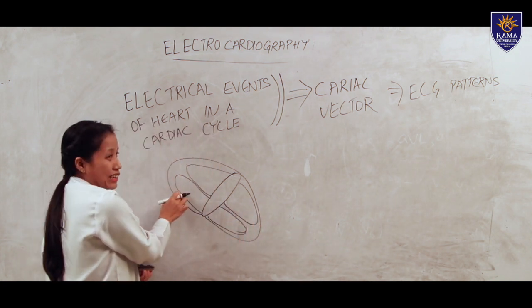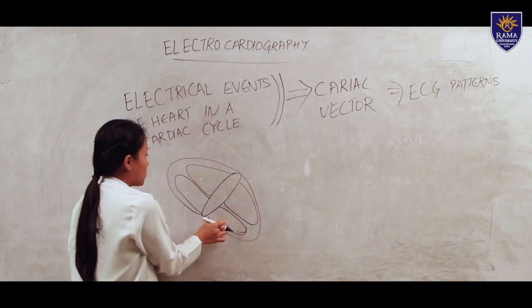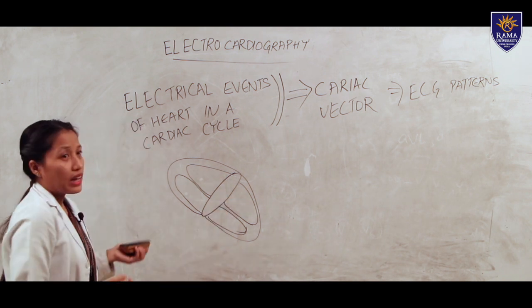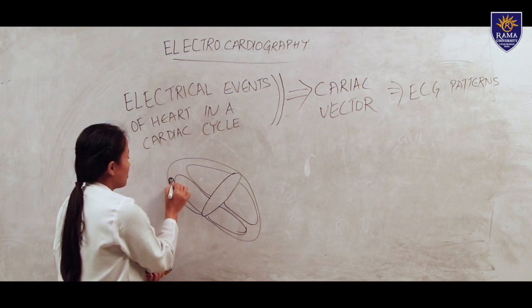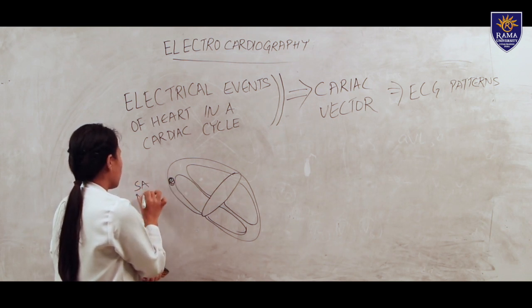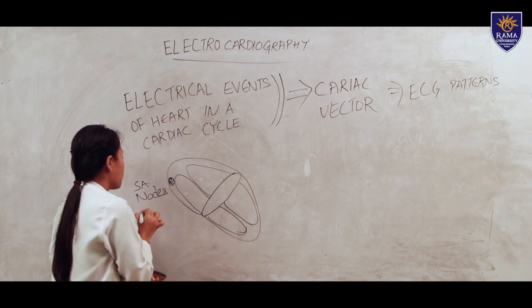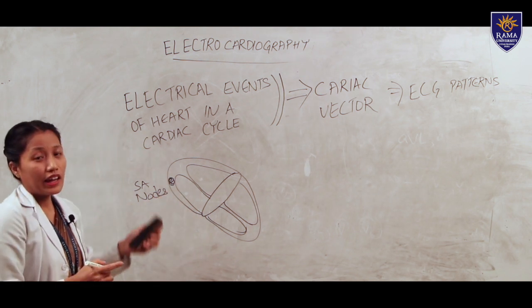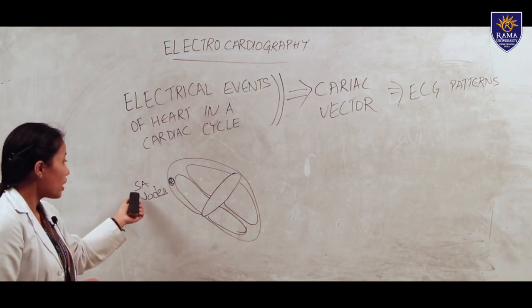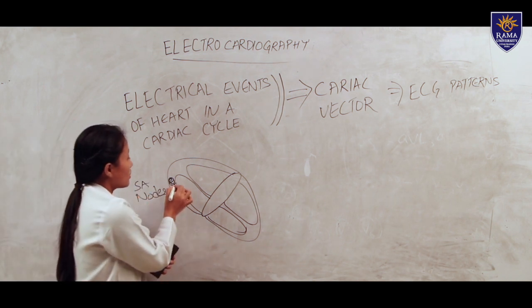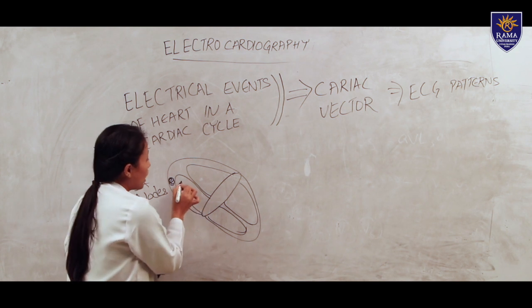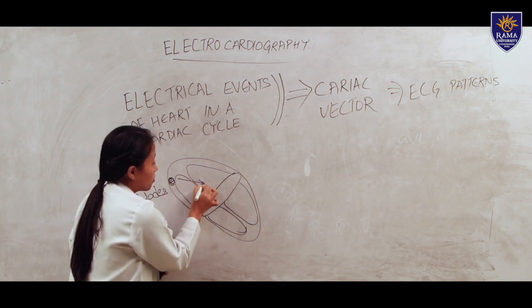So this is the right atrium, right ventricle, left ventricle. Electrical activity will start from the SA node. Here the SA node is present. In the normal heart, electrical activity starts from the SA node. The SA node generates the depolarization. This depolarization moves in downward and leftward directions.